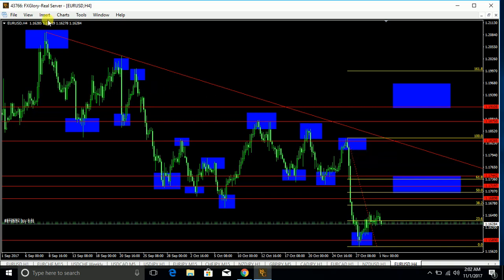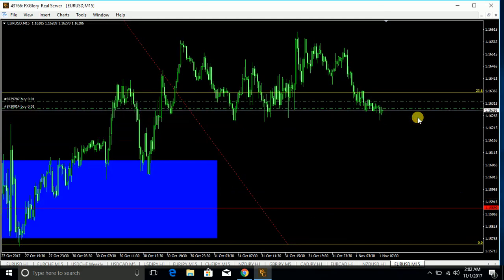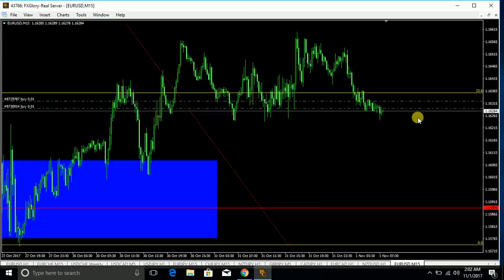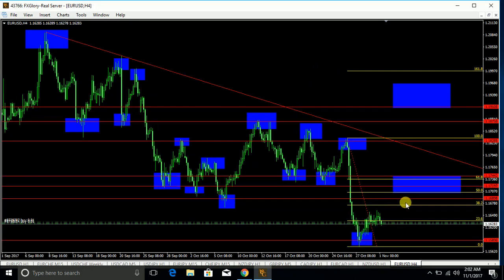Now I'm using a 4-hour chart, so this is going to be a pretty big move. Finding your entry, of course, is always going to come on a 15-minute chart. And I'll get into the entry points and things like that later on. But for now, I just want you guys to understand and see what I just did here using this chart in the 4-hour time frame.